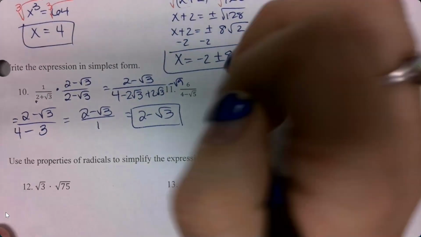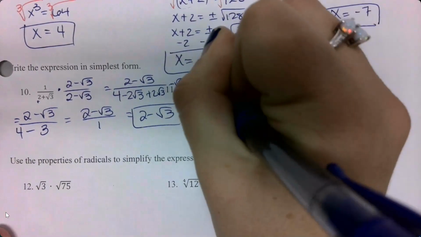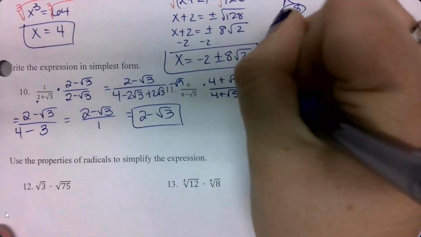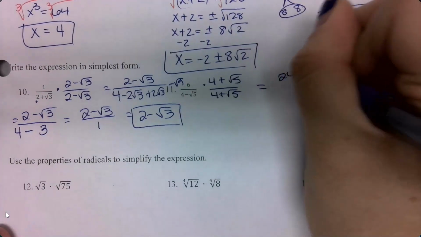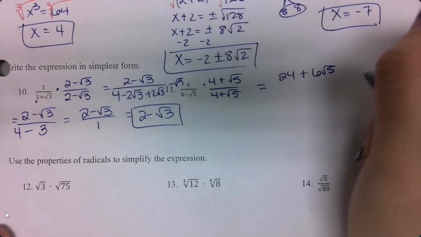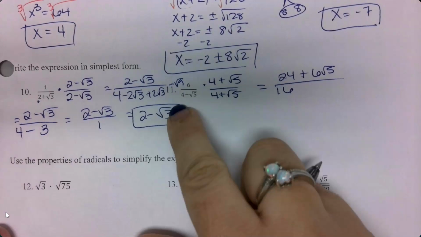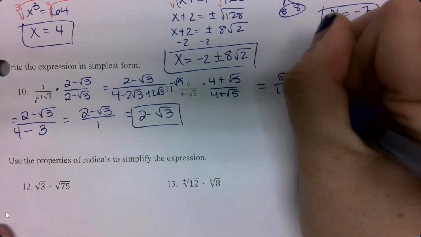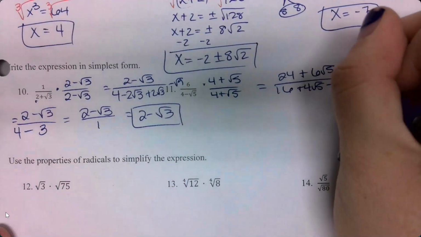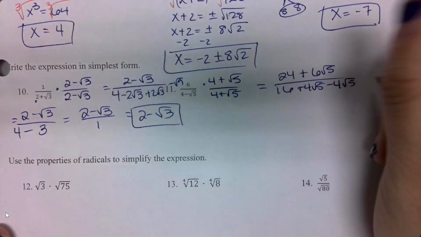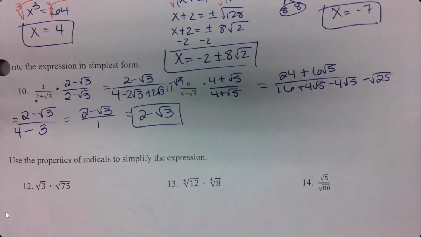Same idea on number 11, except this time I'm going to change it to a plus sign in the middle. Multiplying across on my numerator, 6 times 4 gets me 24. 6 times the square root of 5 is 6 square root of 5. On my bottom, 4 times 4 is 16. 4 times the square root of 5 is 4 square root of 5. Negative square root of 5 times 4 is negative 4 square root of 5. Negative square root of 5 times 5 is negative square root of 25.